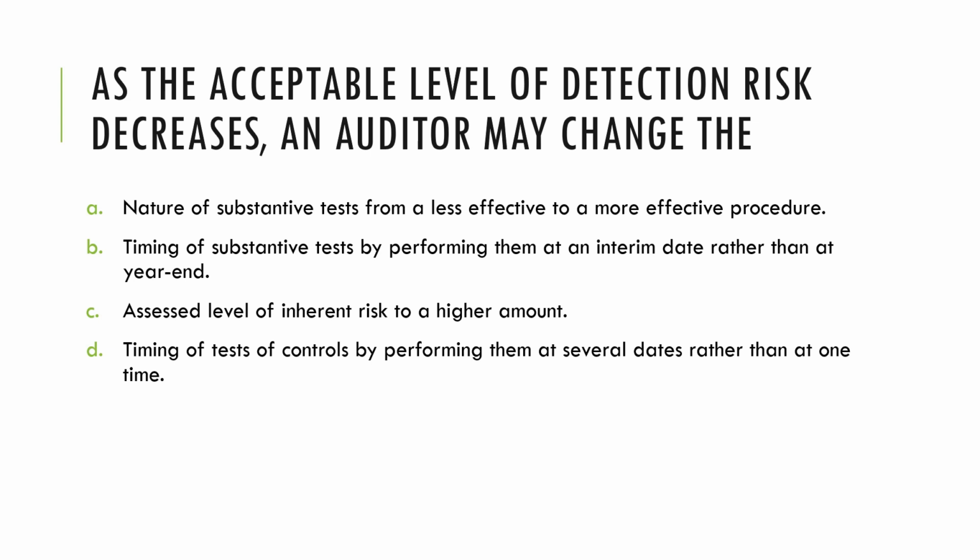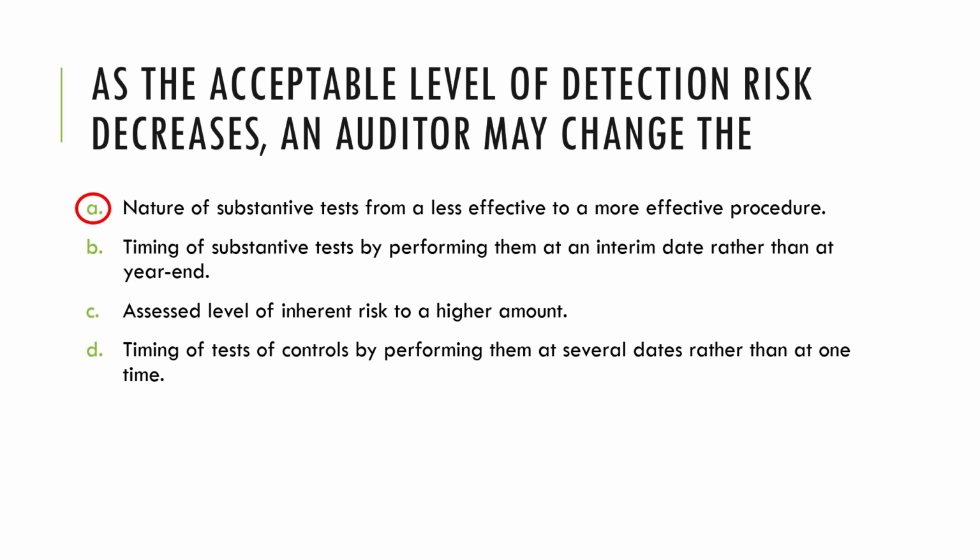Letter A, nature of substantive test from less effective to a more effective procedure. And this one most definitely gives us the personality of a strict auditor, right? Say, for example, choosing between simply asking for a certification of cash versus actually counting the cash. So the auditor is stricter that way. So letter A then is our answer for this question. However, let's still evaluate the other choices. Letter B, timing of substantive tests by performing them at interim rather than at year end is actually the mark of a chill auditor, because the auditor does not test the entire period under audit.